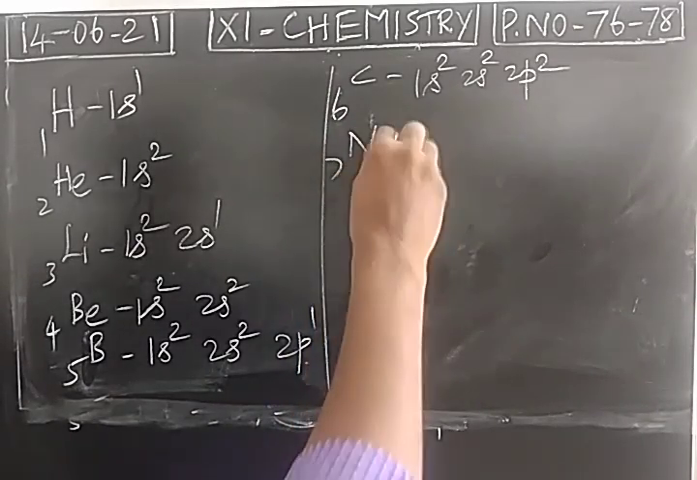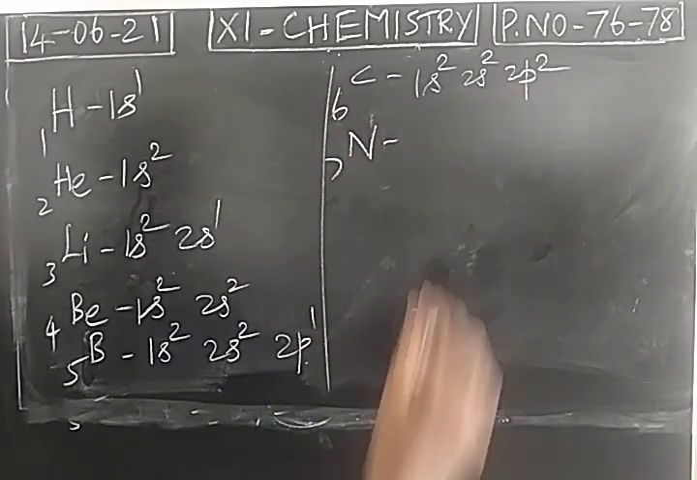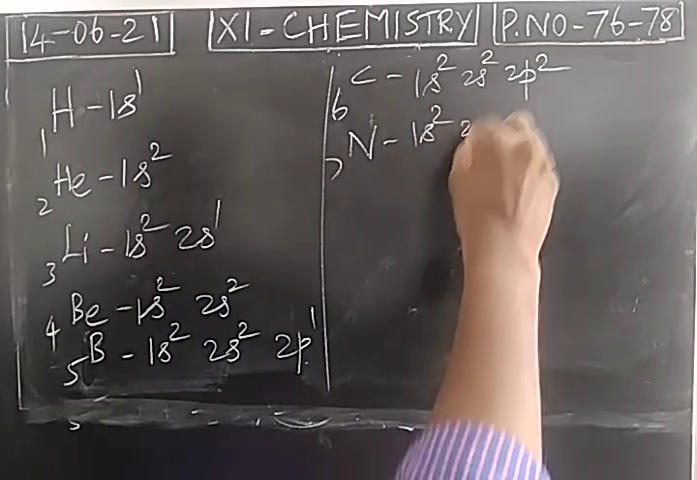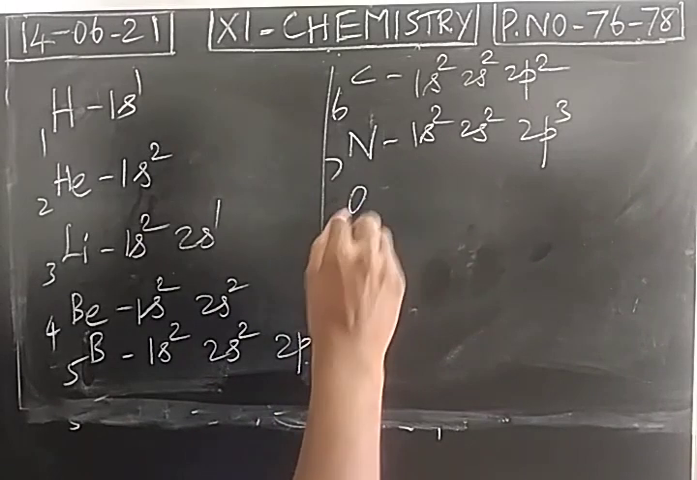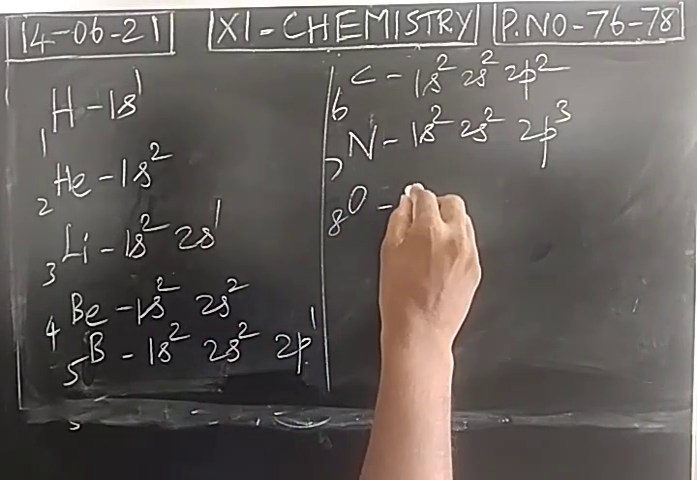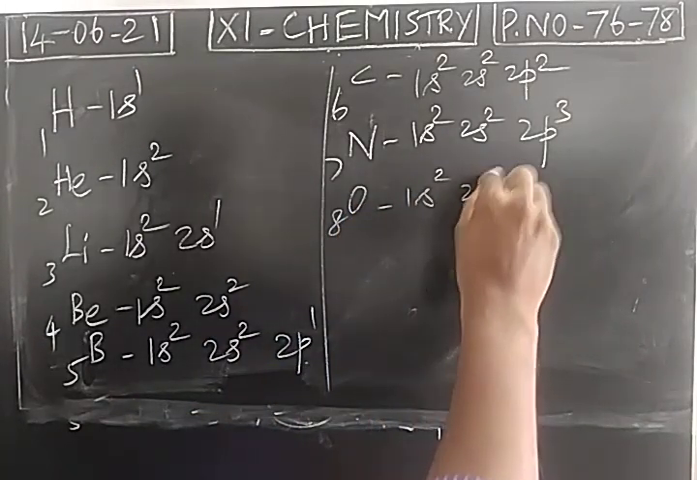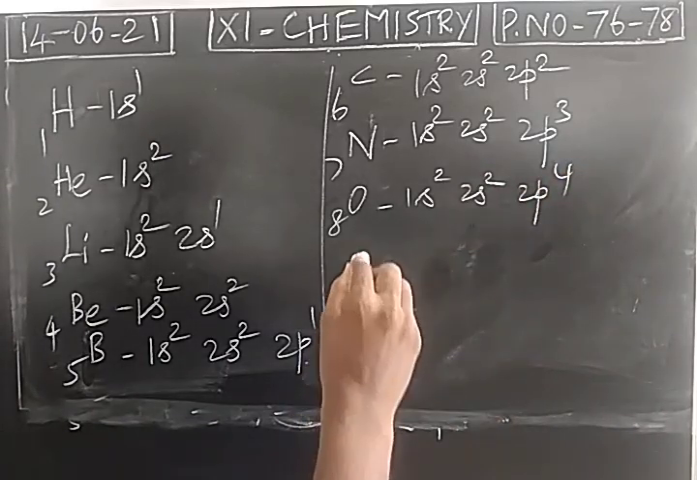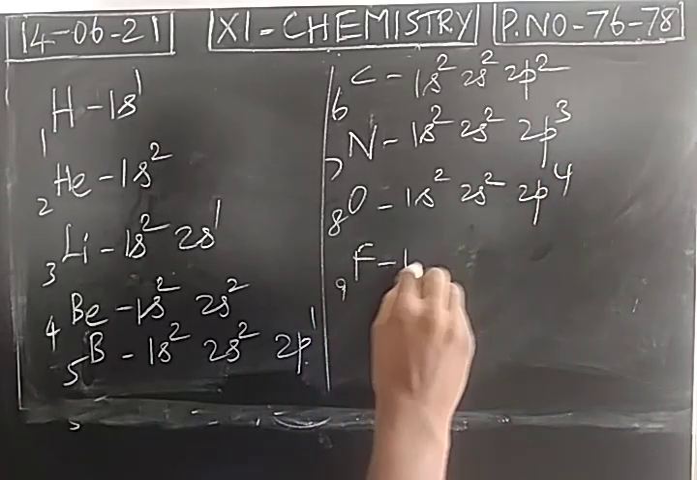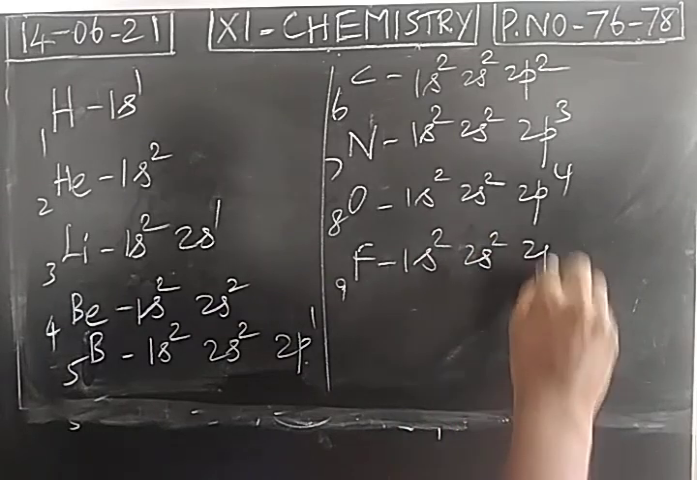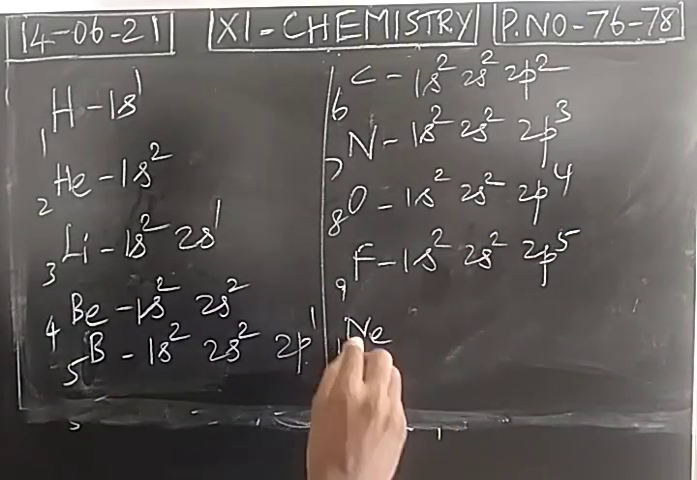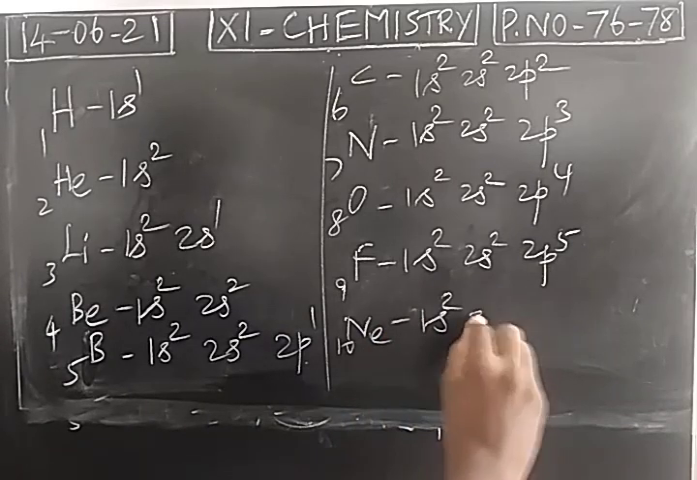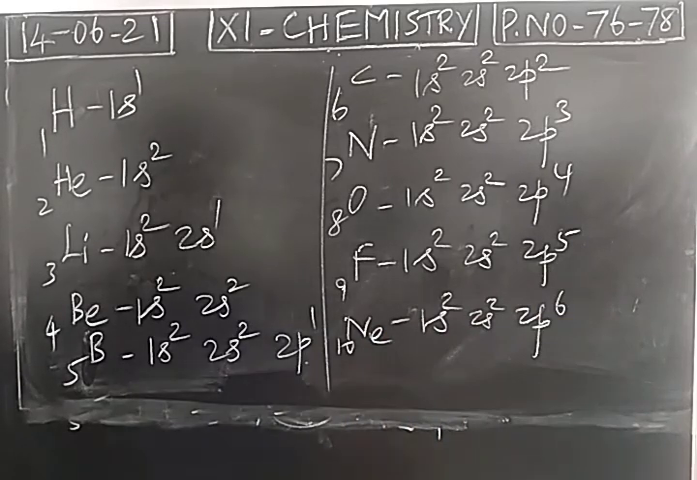Next, nitrogen with atomic number 7. Electronic configuration 1s2, 2s2, 2p3. Oxygen, atomic number 8, 1s2, 2s2, 2p4. Fluorine, atomic number 9, 1s2, 2s2, 2p5. Noble gas neon with atomic number 10, electronic configuration 1s2, 2s2, 2p6.